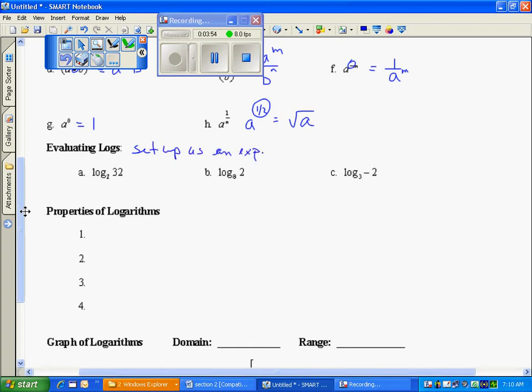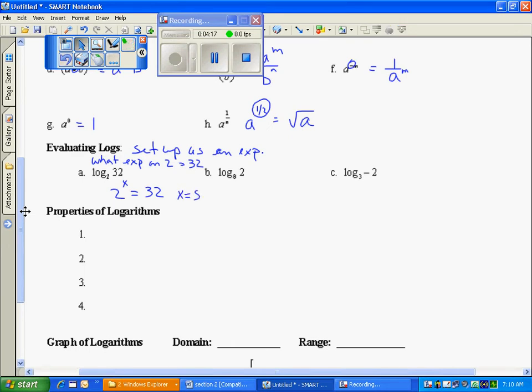Okay, so my base is 2. I'm wondering what power on 2 is going to give me 32. So when I look at this, this is saying what exponent on 2 is equal to 32. That's the question being asked. So what exponent on 2 is equal to 32? That would be 5. Let's look at the next problem.